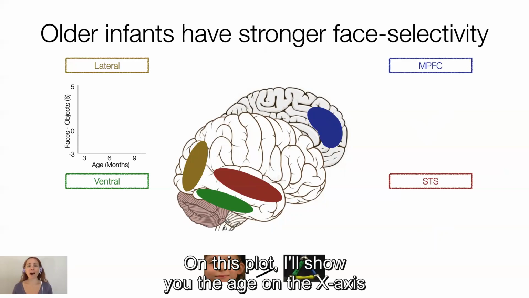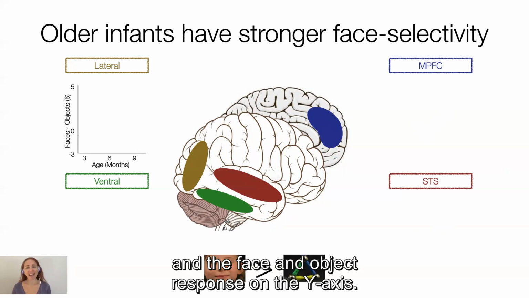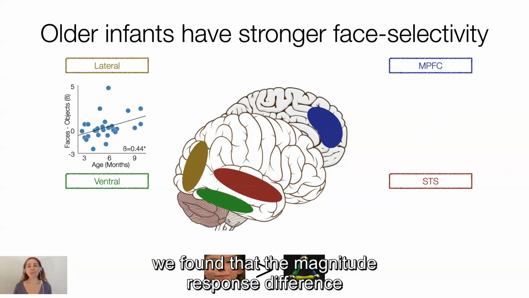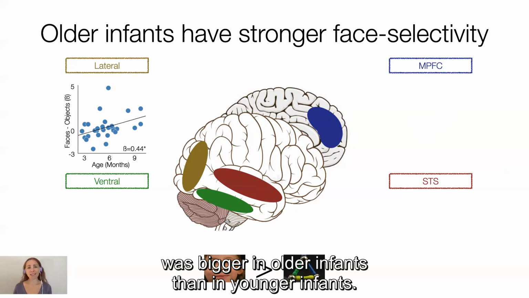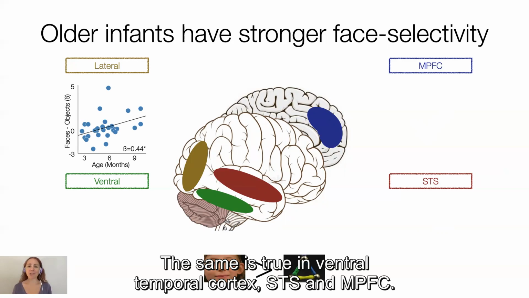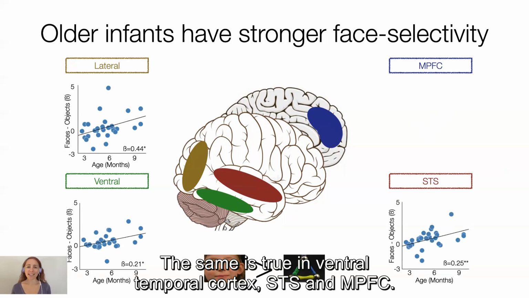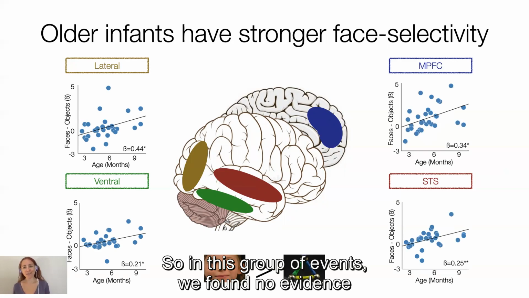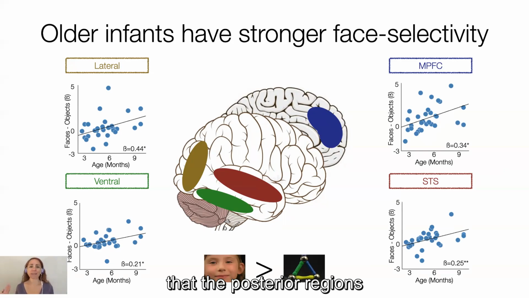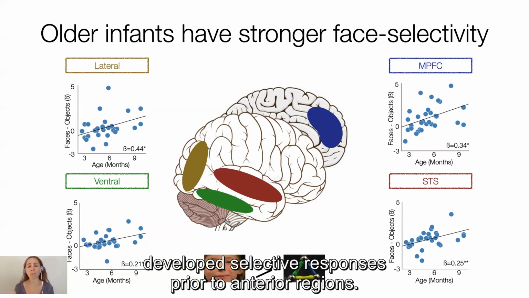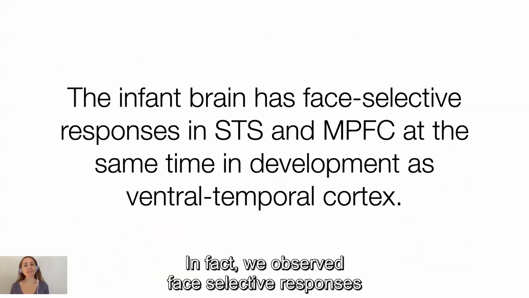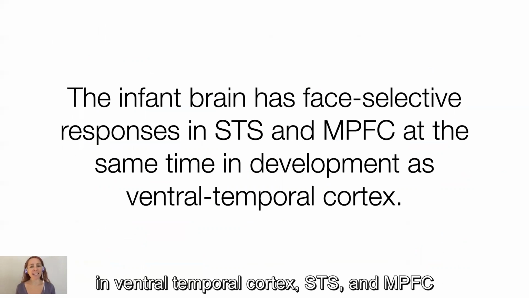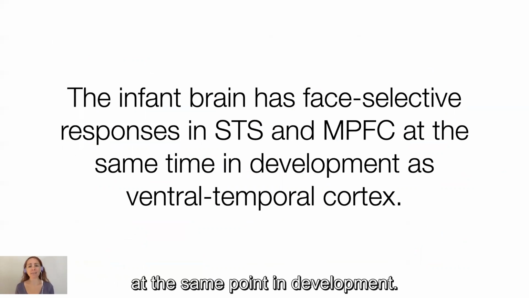On this plot, I'll show you the age on the x-axis and the face minus object response on the y-axis. In lateral occipital cortex, we found that the magnitude response difference between faces and objects was bigger in older infants than in younger infants. The same is true in ventral-temporal cortex, STS, and MPFC. So, in this group of infants, we found no evidence that posterior regions develop selective responses prior to anterior regions. In fact, we observed face selective responses in ventral-temporal cortex, STS, and MPFC at the same point in development.